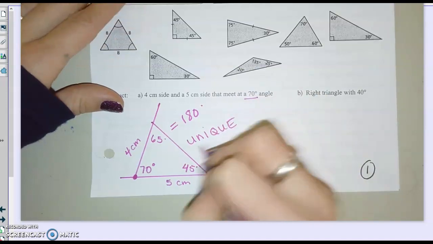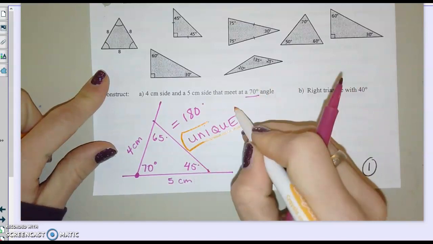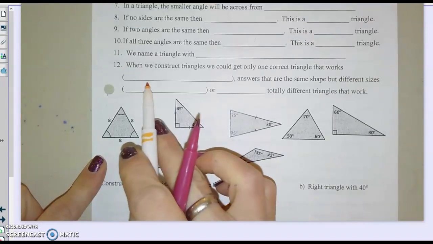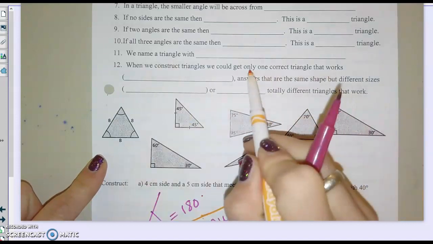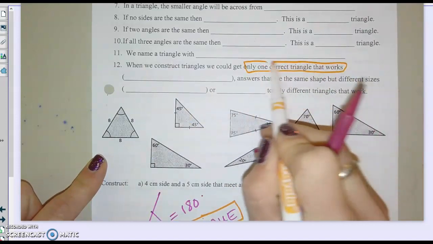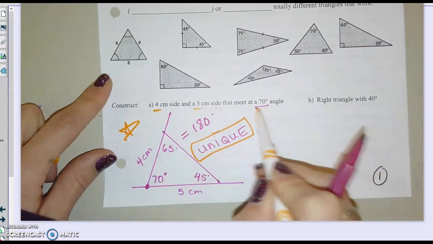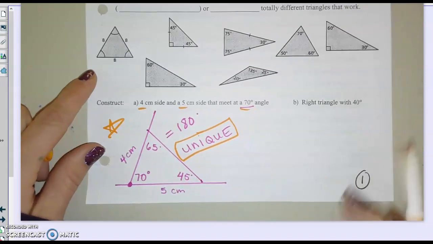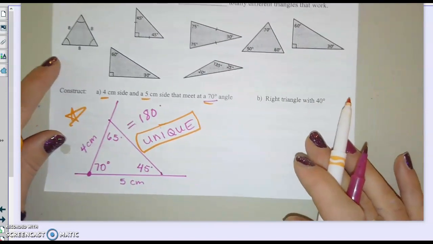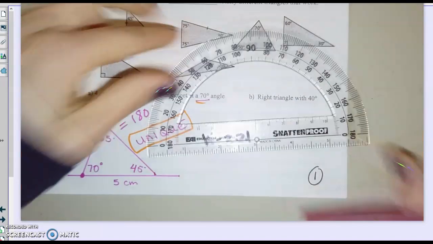So this is an example of unique triangles, unique answers. This is the only one that will work. If you come back up here where we wrote down unique, only one correct triangle works. Because it told me how big and what angles to use, we are all going to get exactly the same thing. Let's try one more, a right triangle with 40 degrees.